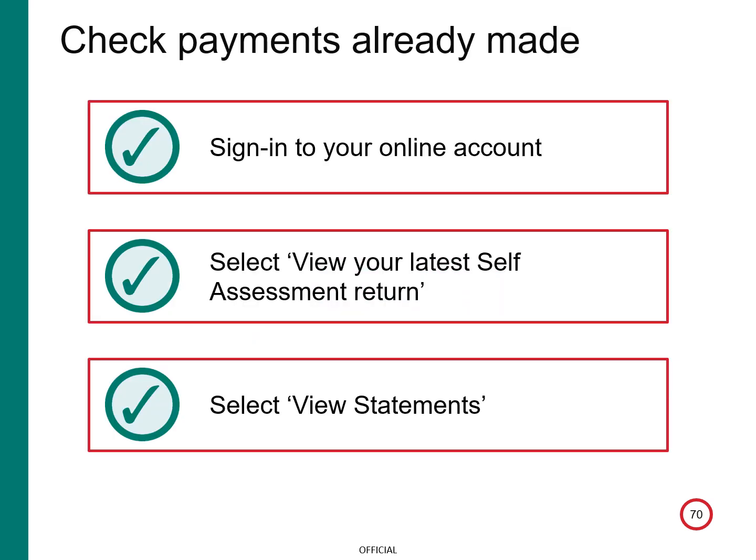To check the payments made, sign into your online account and select the option to view your latest self-assessment return. Then select View Statements. The amounts paid will show as a credit on your self-assessment account. If your return has been processed and the amount is becoming due, the payments made will show as being taken off the amount due from your tax calculation.